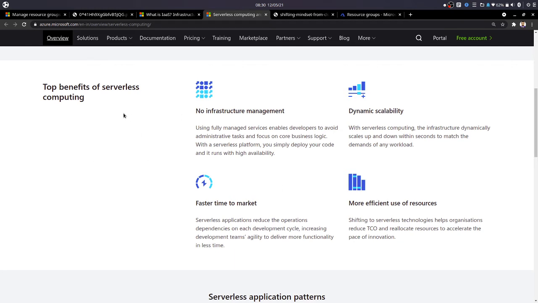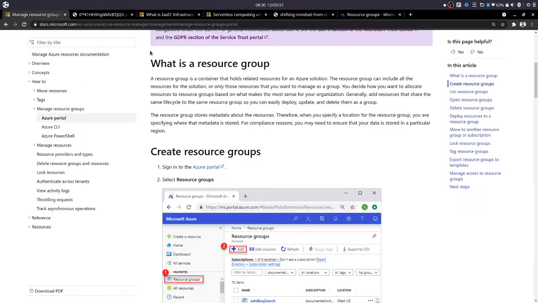All right, so once we know about the cloud models and the services provided by cloud service providers, let us now move to resource groups.